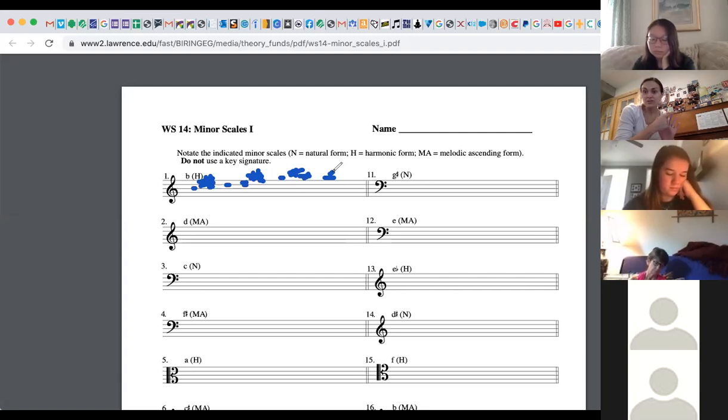And the order of sharps never changes. The order of flats never changes either, right? So we're looking at G sharp, bass clef.